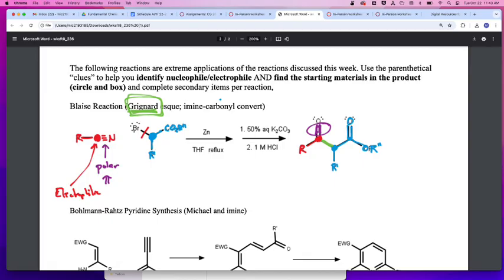We're adding zinc. Are we adding zinc metal or zinc ion? How do you know the difference? For it to be zinc ion, what charge must it be? Positive. Do you see a positive charge written next to it? No. So is it an ion? No, it's a metal.